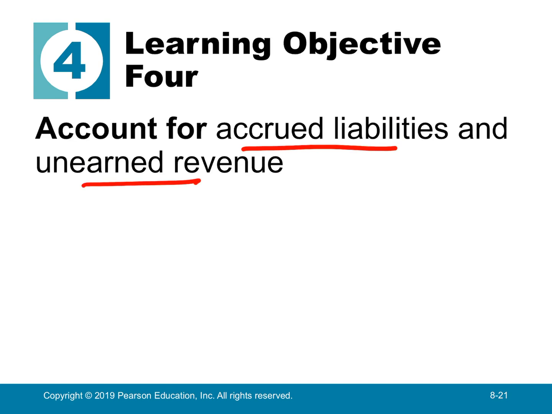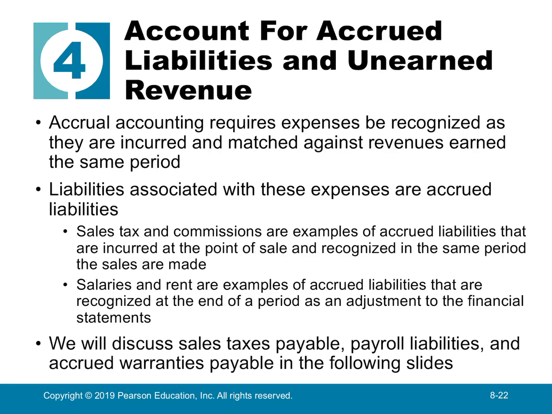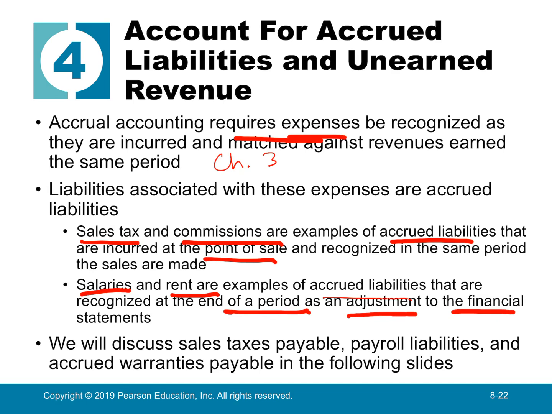So let's look at accrued liabilities and unearned revenue. Again, reminder back to chapter 3. I told you guys, chapter 3 is a key one. It's going to keep coming back and back again. So what are some liabilities that are associated with some of these expenses up here, right? Well, things like sales tax, commissions, those are accrued liabilities that when there's a point of sale, you have to recognize them. Things like salaries and rent are accrued liabilities that when the period ends and you're doing an adjustment to the financial statements, you need to show them, right? So let's look at sales taxes payable, payroll liabilities, and accrued warranties.